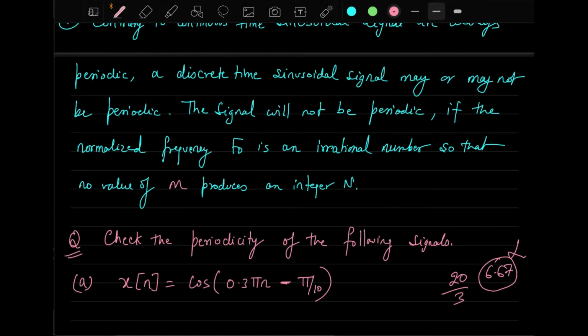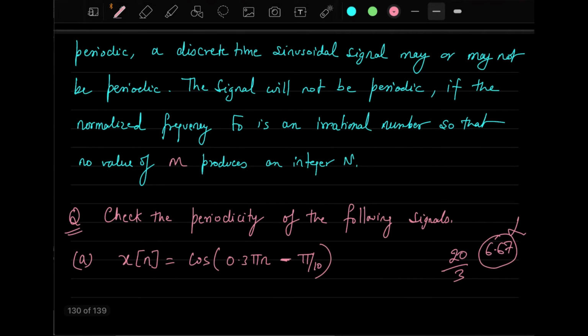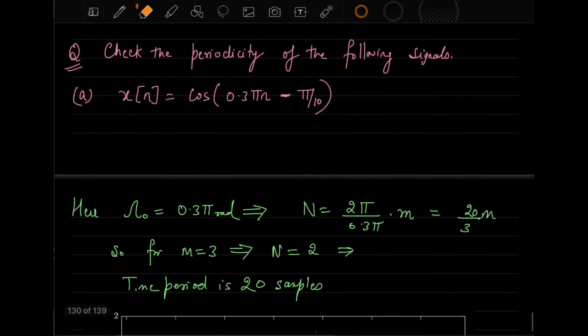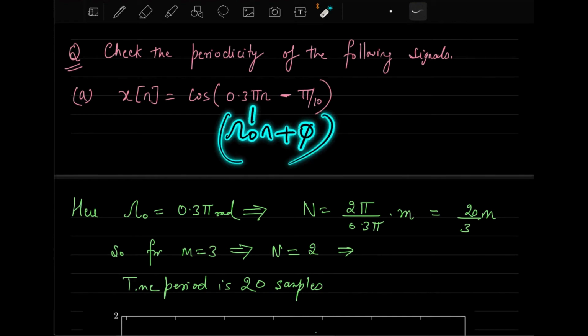So the answer is the time period is 20 here. But let us see how we got it and the reasoning behind it. So let me erase this here. So let us say you have this signal, right? From this you can compare that this is your omega naught. Everybody is okay with that, because some way or the other we are comparing it with this. Sorry, with this. So this is actually omega naught.